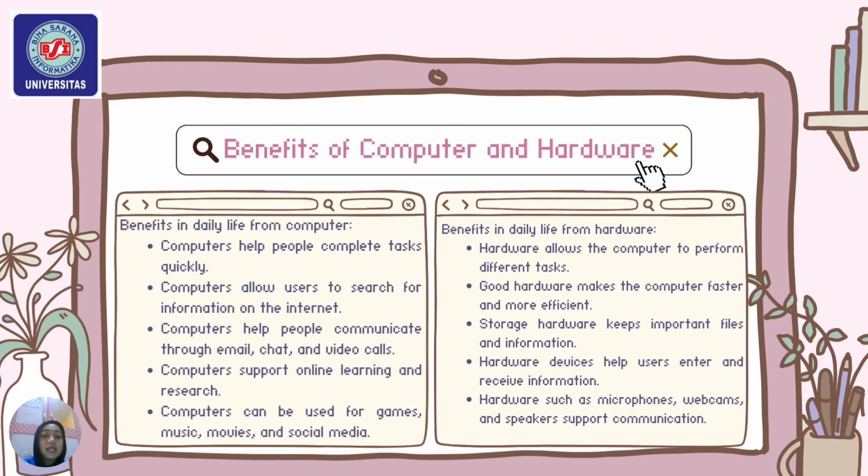So benefits in daily life from hardware. The first is hardware allows the computer to perform different tasks. So the second is good hardware makes the computer faster and more efficient. So the third is storage hardware keeps important files and information. So the fourth is hardware devices help users enter and receive information. So the last is hardware such as microphones, webcams, and speakers support communication.